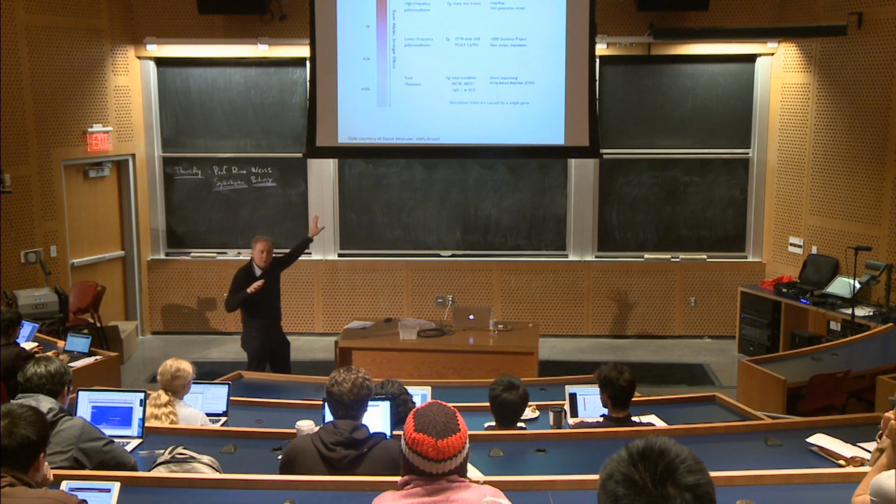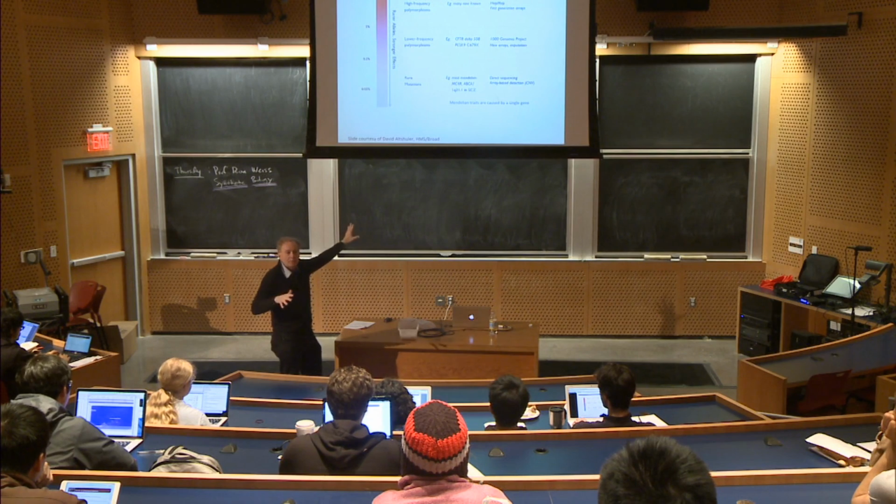Just make sure we're phase locked here. 0.5%, 1,000 people. 5. Great.